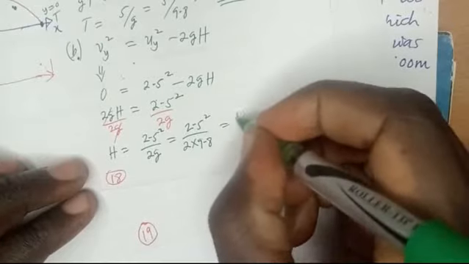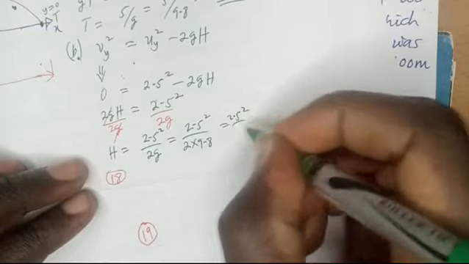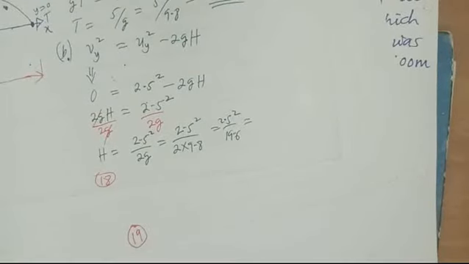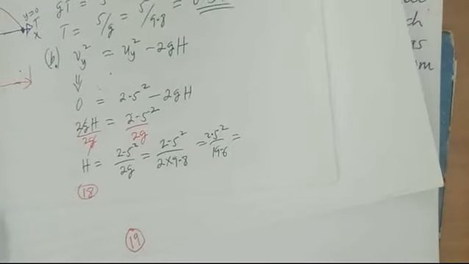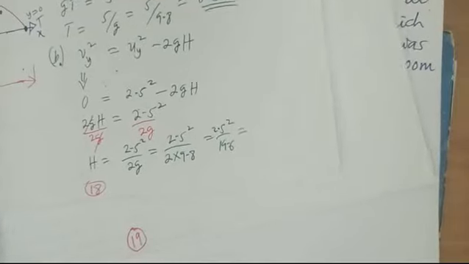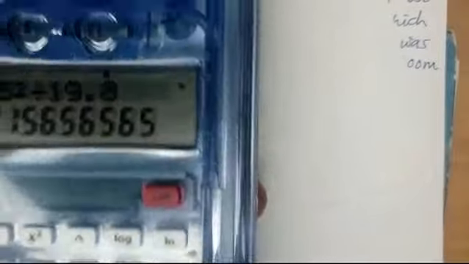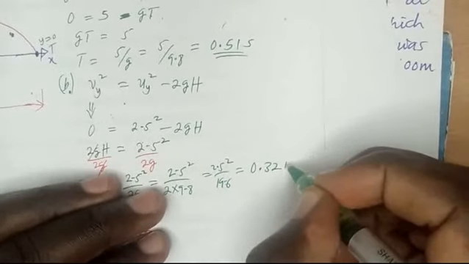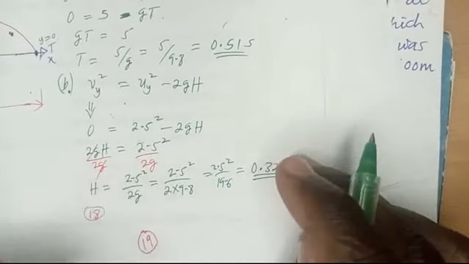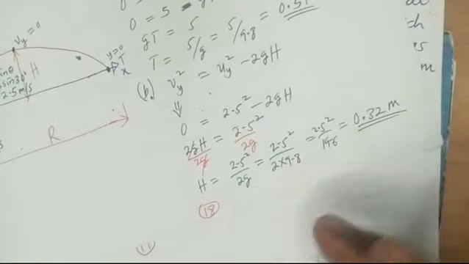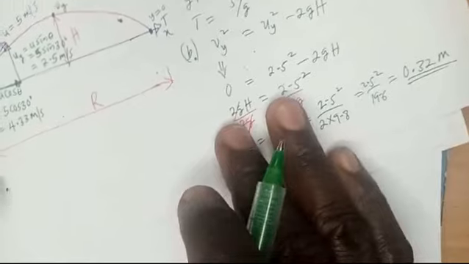So this is equal to 2.5 squared divided by 19.6. Now press 2.5 squared divided by 19.6, and this will give you approximately, look at it here yourself, 0.32. So this is 0.32 in meters, because the range, the maximum height, is also a distance, so it has to be measured in meters.